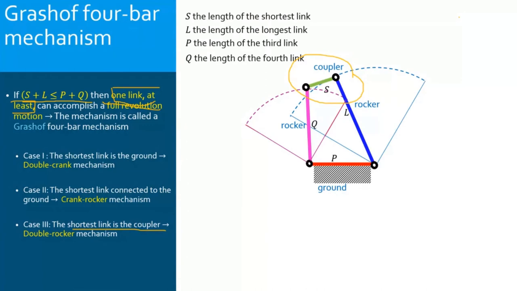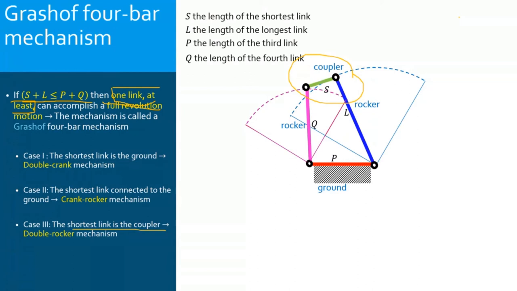So if S plus L is lower or equal to P plus Q, I have a Grashof mechanism. I have three cases. If the shortest link is the ground, it is a double crank. If the shortest link is directly connected to the ground, adjacent to the ground, it is a crank rocker, and the shortest link is the crank. Now, the third case, if the shortest link is the coupler, we have a double rocker mechanism.